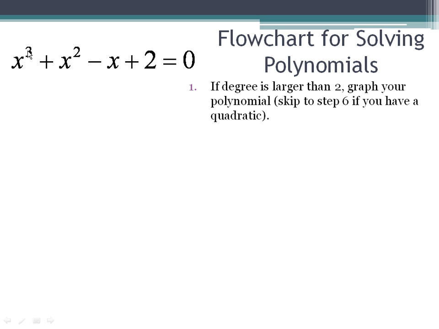Alright, so step 1 says, on the right we've got a little flow chart for solving these things. If the degree is larger than 2, you're going to graph it, okay? If it is just 2, you can skip straight to step 6, which we've been doing all this week.